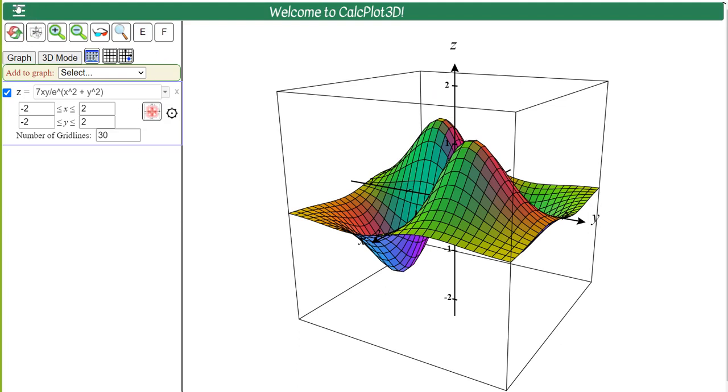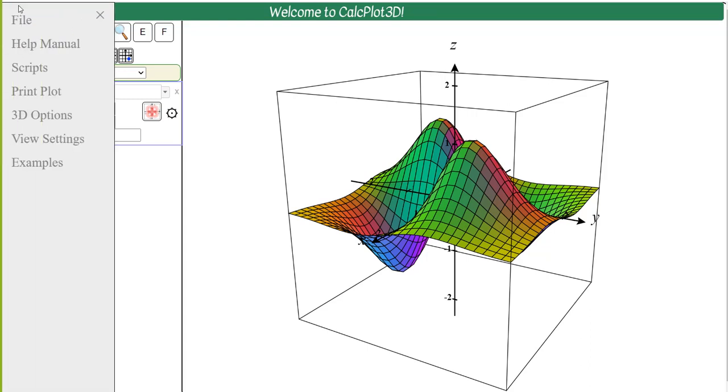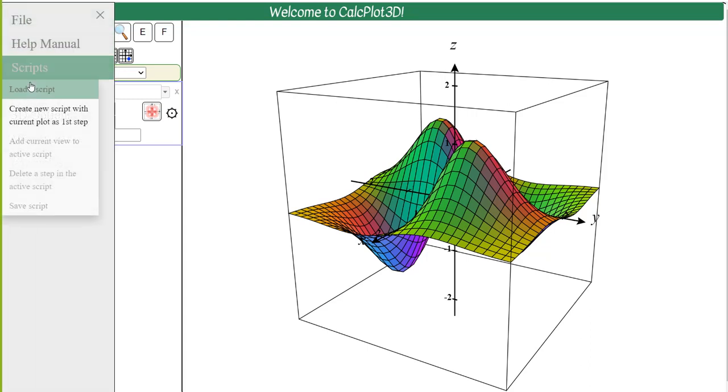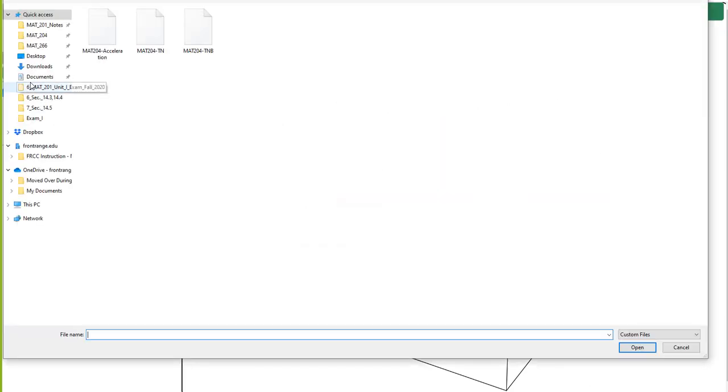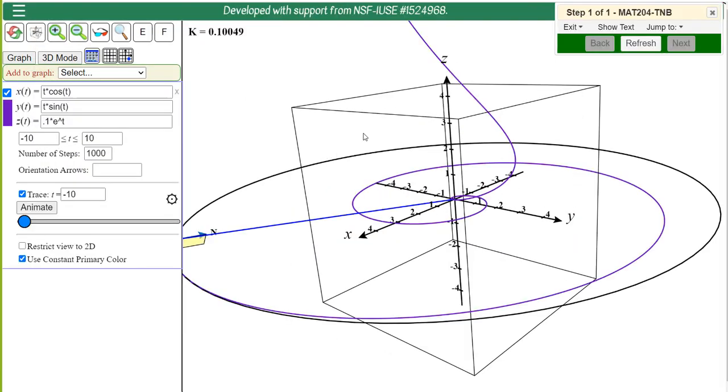Can everyone see my mouse okay? You go to this drop-down menu right here, you go to Scripts, and you click Load a Script, and then you go to wherever you saved those scripts that I gave you the links for. In this case, we're taking the TNB script, and it pulls up this curve that I've made for you. Unfortunately, the guy that created CalcPlot3D did it a long time ago and hasn't updated it in years, so there's no nice way to get this information to you real quickly.